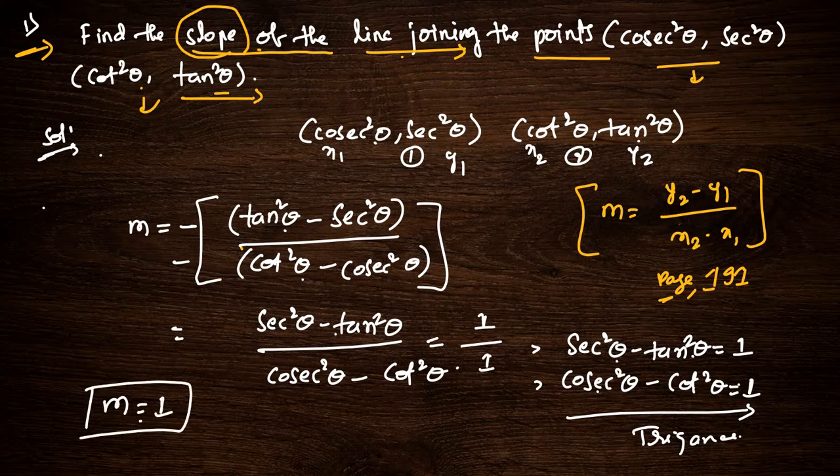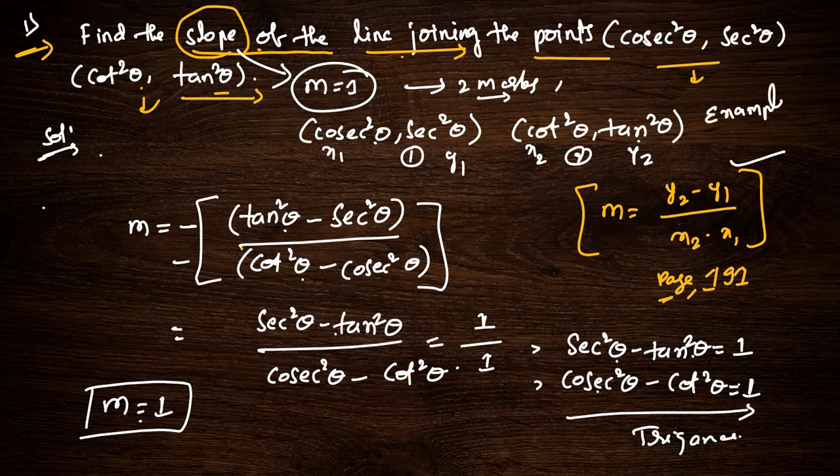The question asks us to find the slope, and m is equal to 1. This is the answer. It can come as a 2 marks question or a 4 marks question. Please concentrate on this type of question and practice. Go through your textbook, where examples are there, which are very important. Please practice all the examples, because if you practice the examples you will get compulsory questions based on them, including 4 marks questions. So please go there and practice more.